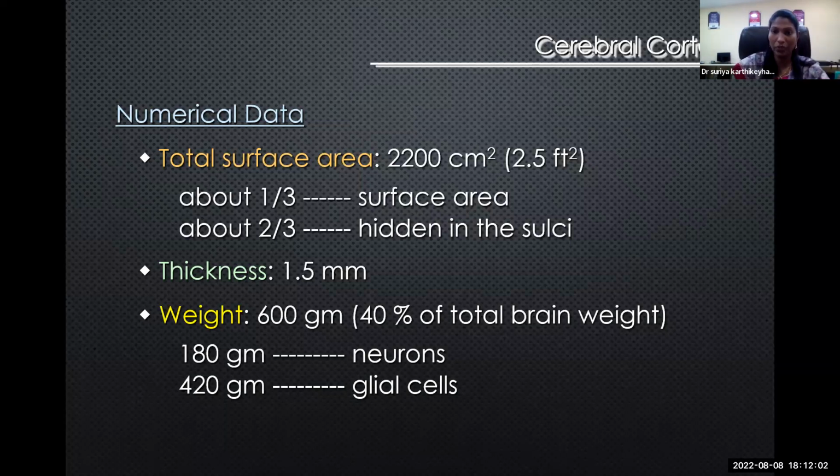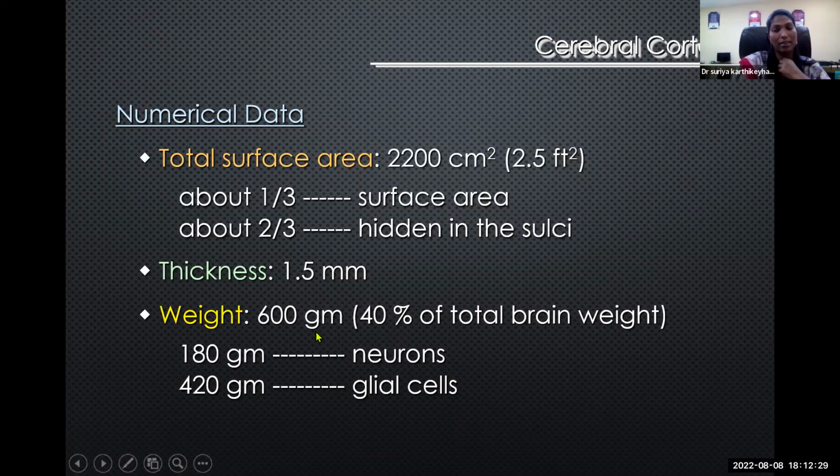What we are seeing, the surface area is only about 1/3 of the cerebral cortex, but about 2/3 is hidden in the sulci. The thickness of the cortex is around 1.5 millimeters and it weighs around 600 grams. That is, the cerebral cortex takes up at least 40% of total brain weight. When we weigh the total brain, the cerebral cortex alone takes about 40% of its weight.